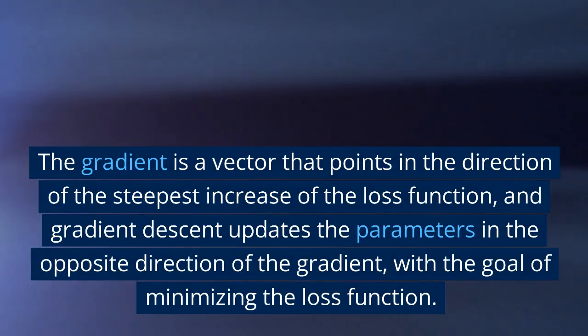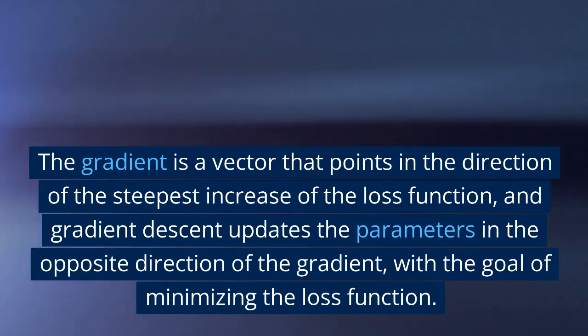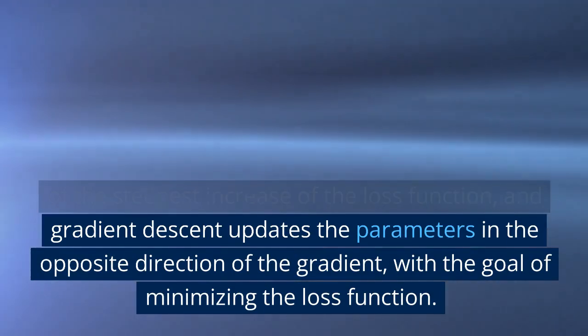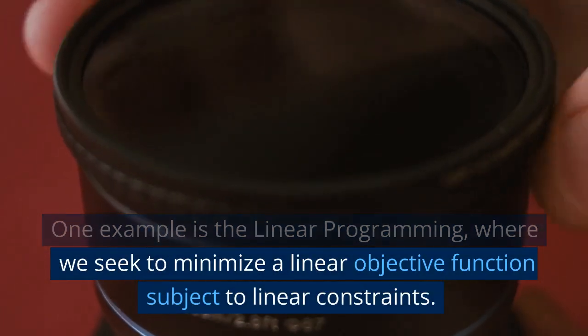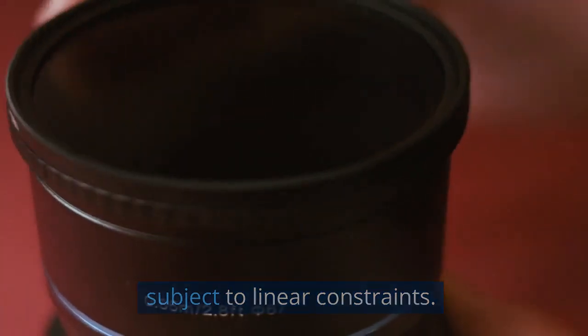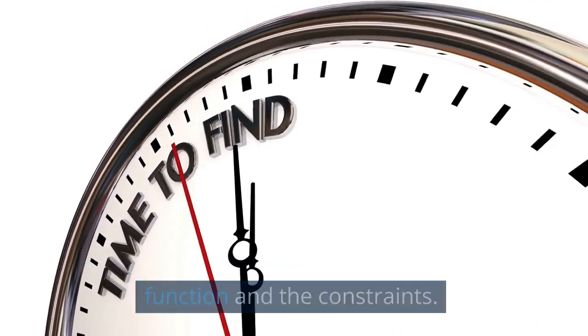The gradient is a vector that points in the direction of the steepest increase of the loss function, and gradient descent updates the parameters in the opposite direction of the gradient, with the goal of minimizing the loss function. Vectors are also used in optimization. One example is linear programming, where we seek to minimize a linear objective function subject to linear constraints. The vectors are used to represent the objective function and the constraints.